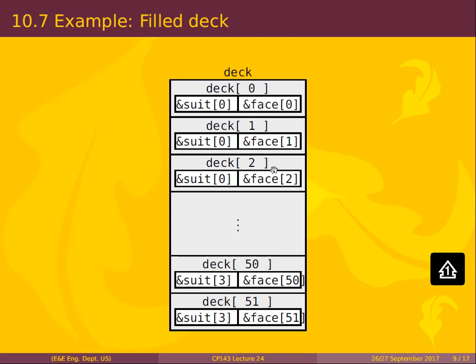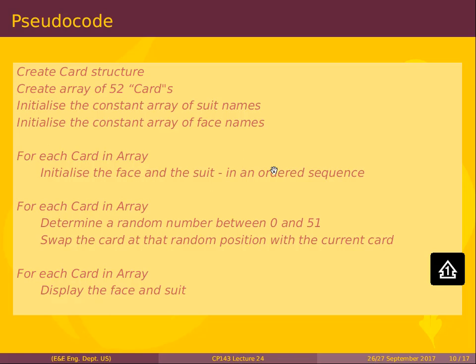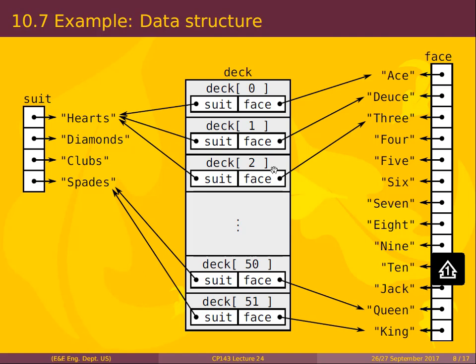In terms of the pseudocode, what are we doing over here? Essentially, if we start at the beginning, we're going to create a card structure. If you look back at our overall planning of our program, we need something to keep track of whether it's hearts, diamonds, clubs, and spades. Then we need something that keeps track of the faces. And these are constants. They don't change. That's something I can note.